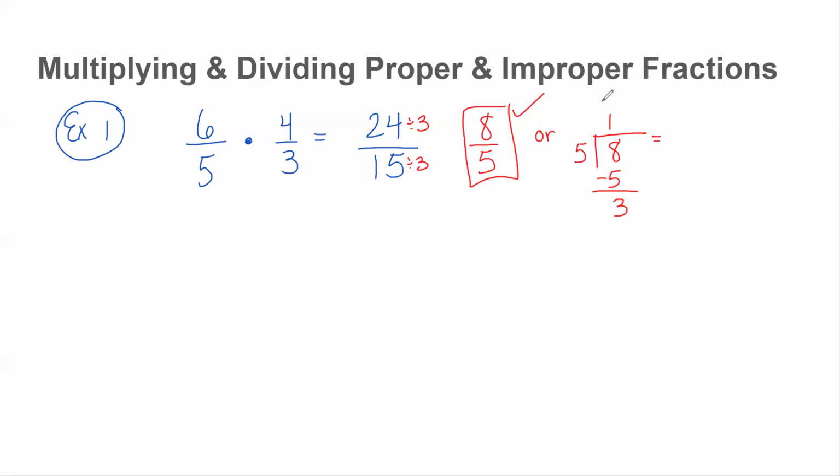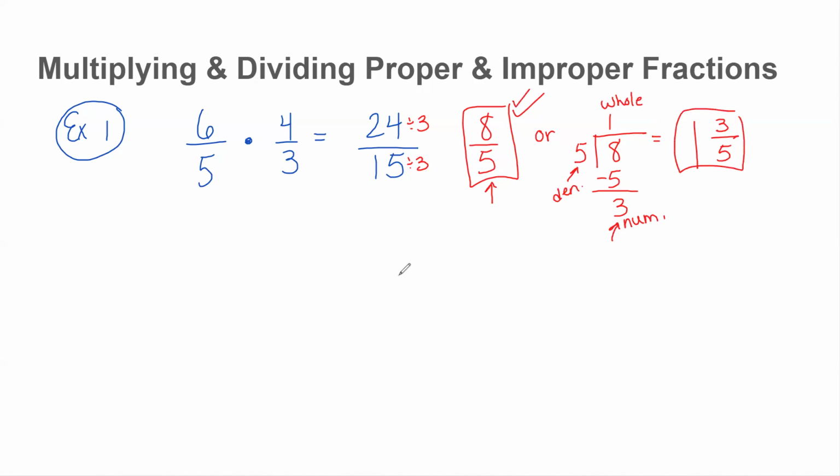So the whole number is always up here. Your quotient is your whole number. The remainder is your numerator. And you're always going to leave the same denominator. So see how it had a denominator of 5? It still does. This is still your denominator.